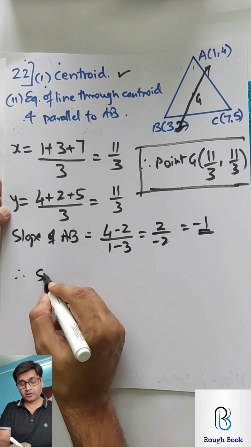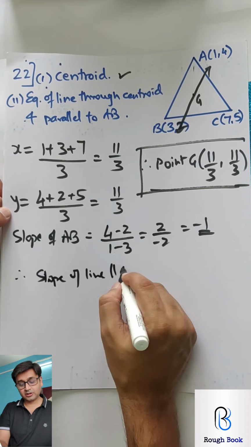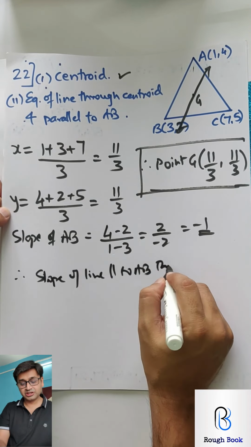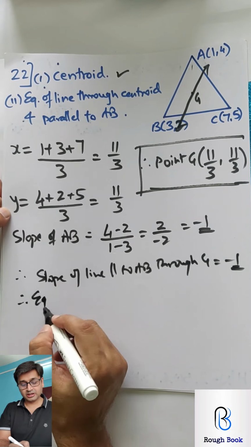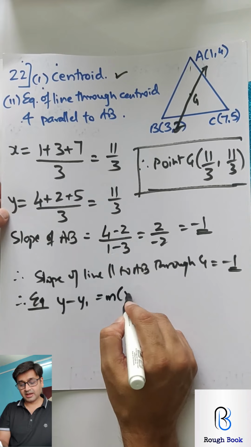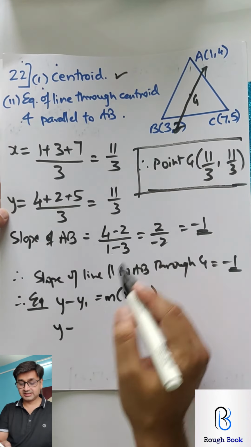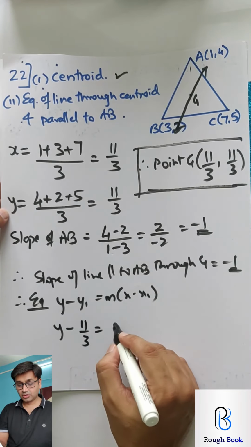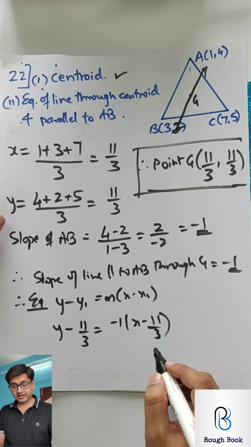And therefore the slope of the line parallel to AB through G is also minus 1. So now the equation: y minus y1 is equal to m times x minus x1. So y1 and x1 are both the same, 11 by 3. The slope is minus 1, so y minus 11 by 3 equals minus 1 times x minus 11 by 3.